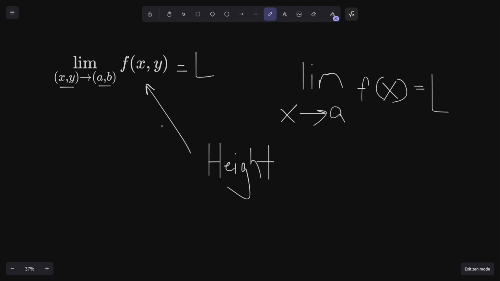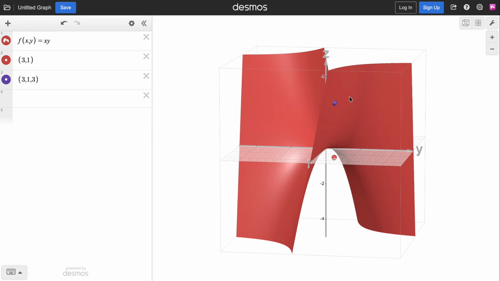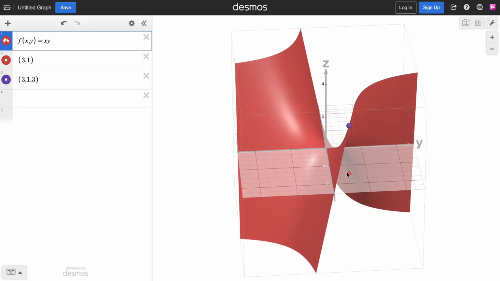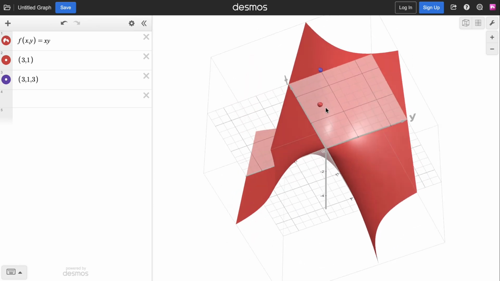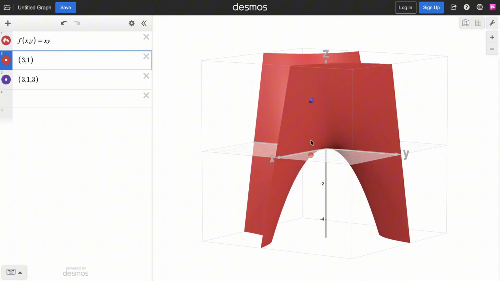So here's an example. Let's say that we have our function f of x comma y is equal to xy. And for any xy point that you plug in, it's going to correspond with a z value, an output value that's analogous to the height of the function. And you can see that as the x value and the y value approach this point right over here, which I labeled as 3, 1, the height of the function is going to be approaching 3, which I highlighted here.